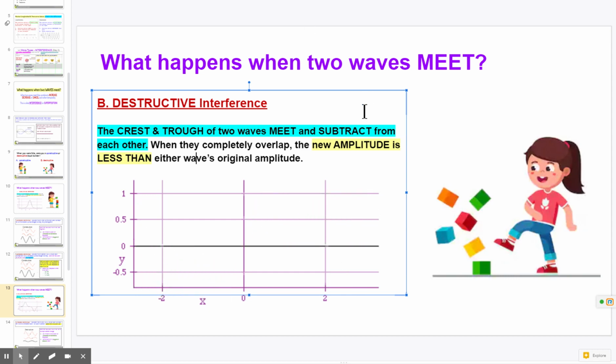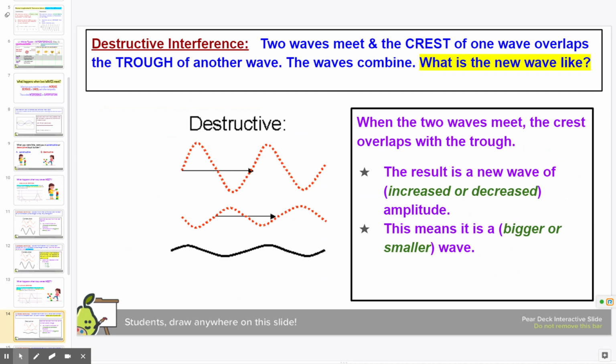Okay, so we'll have to see how that works. It's not the best analogy, but it's a way to help explain what happens. Let's take a look and see how that works. You'll see what I mean when we look at an example. Okay, so two waves meet and the crest of one wave overlaps the trough of another. So let's see, do we have that here?